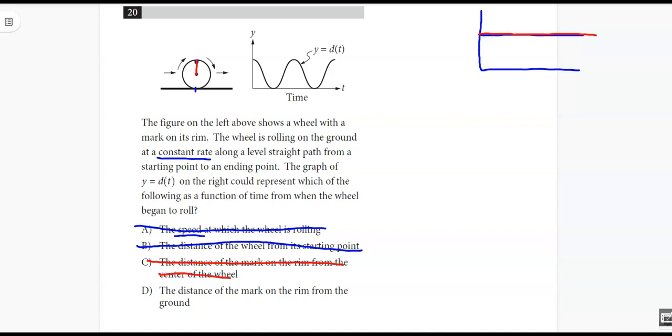Let's check it out. The distance of the mark on the rim from the ground. And that makes sense because right here it's at its highest point. And then as the wheel turns, that mark is going to go all the way down until it touches the ground. Then it's going to start back up and get to the highest point of the wheel, back to the lowest point of the wheel, and so on and so forth. So the correct answer here is D.